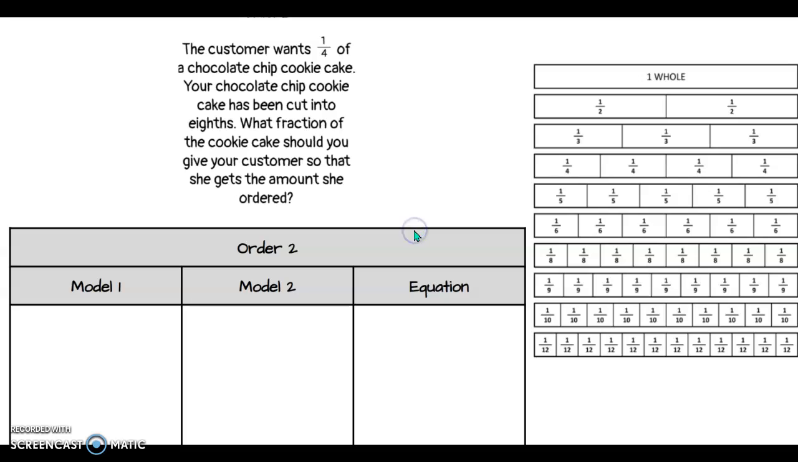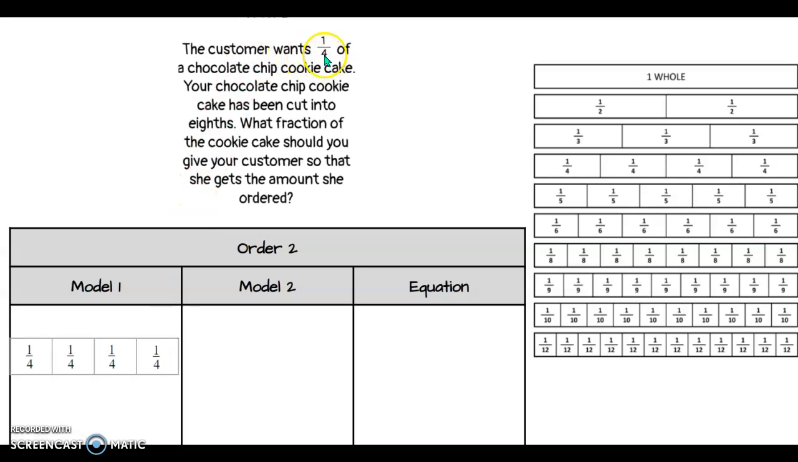Order number 2 says the customer wants 1/4 of a chocolate chip cookie cake. Your chocolate chip cookie cake has been cut into 8ths. What fraction of the cookie cake should you give your customer so that she gets the amount she ordered? So my customer wants 1/4. So I'm going to start with that with model number 1. So for model number 1, I'm going to go end to end, and I'm going to break it into 4 equal parts. I'm going to draw 3 lines down, and I'm going to label 1/4, 1/4, 1/4, 1/4.